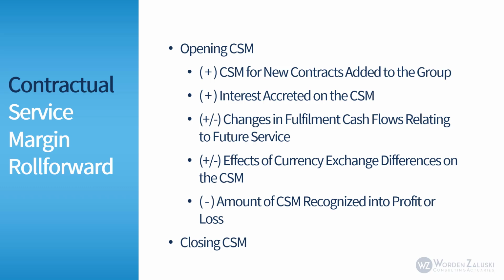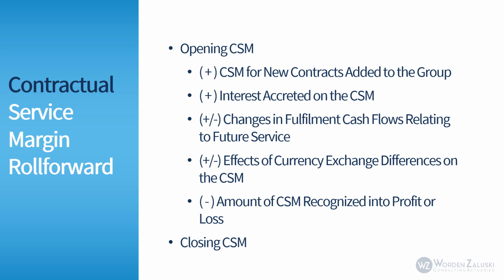Now, the contractual service margin has to be rolled forward every period. So we start with our opening CSM. For a new group of contracts, that would be 0. But for an existing group of contracts, that would be the prior period's ending balance for the CSM.